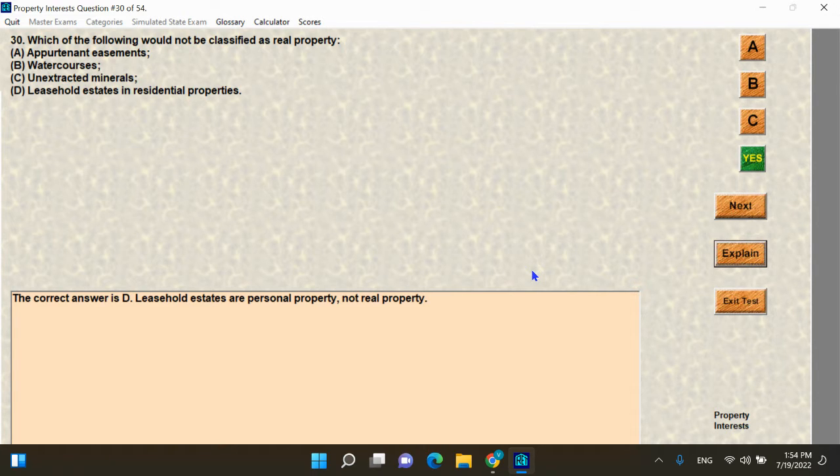The questions from 1 to 30. Today I will make questions 31 to 54 of the section on property interest. So.